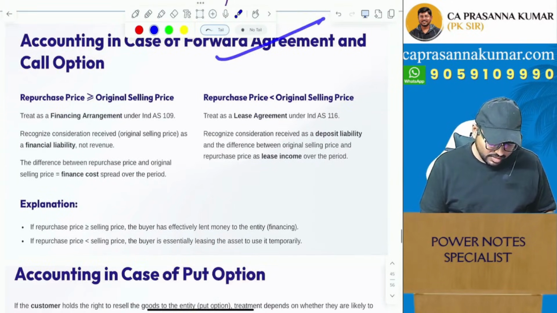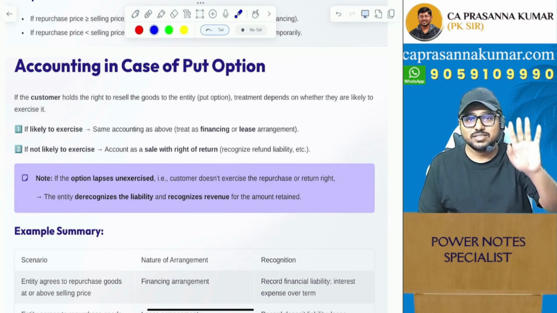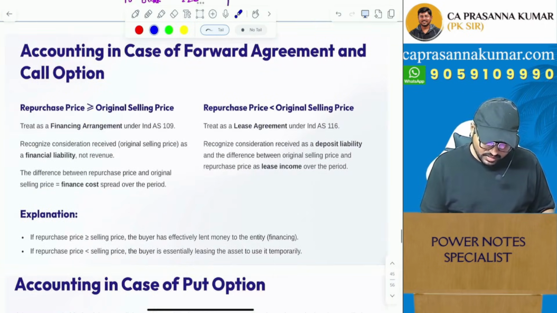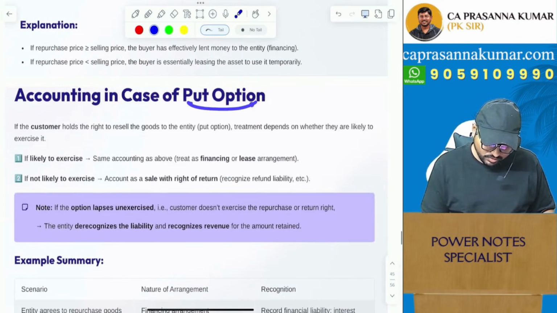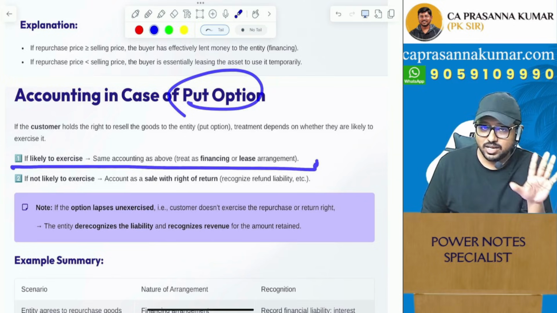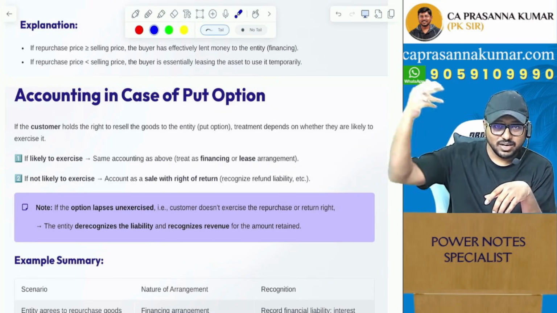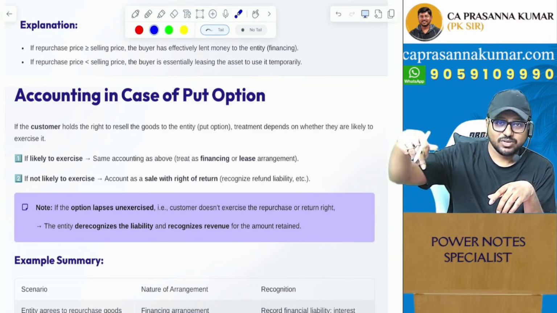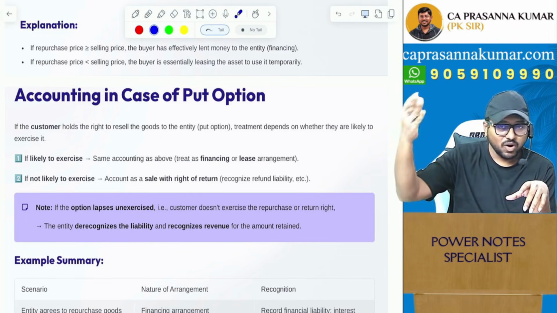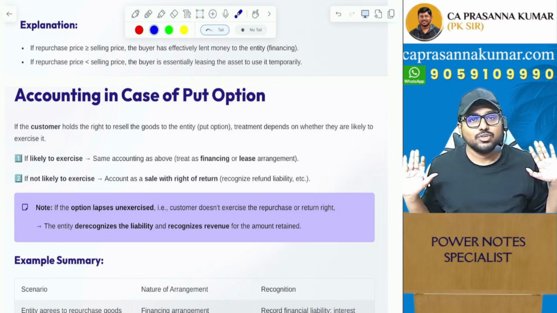Which means in forward agreement, in call option and in put option where the other party is likely to exercise, the accounting is the same, which we have learned here. Again, I repeat, in forward agreement, in call option as well as in put option in which the other party is likely to exercise, the accounting is the same. Only in case of put option where the other party, that is in our case the customer or SK Limited, is not likely to exercise the option, which means he will not return the goods, it should be treated as sale with right to return.